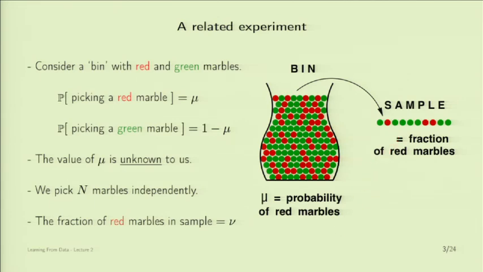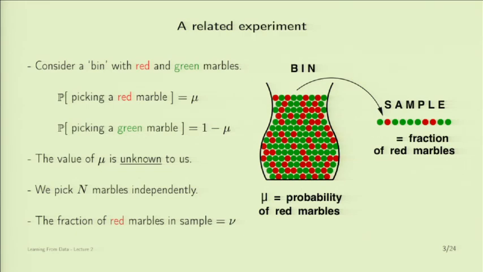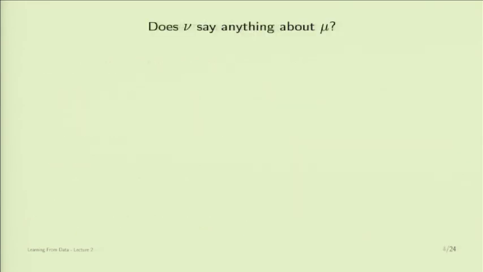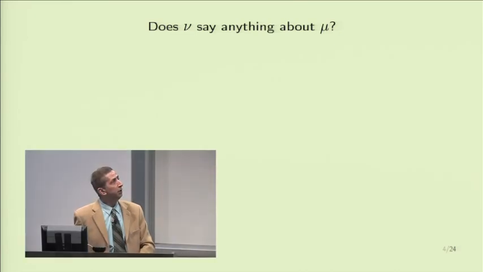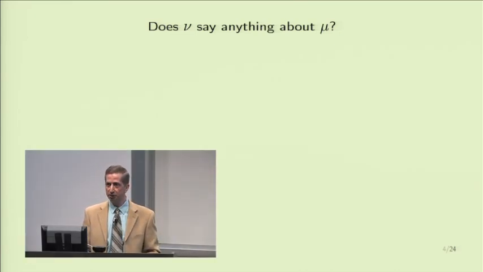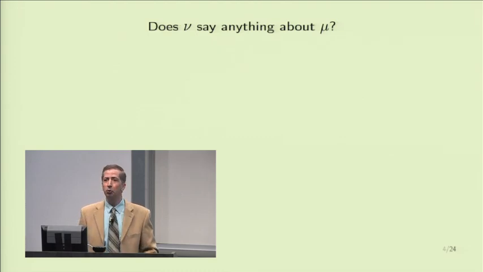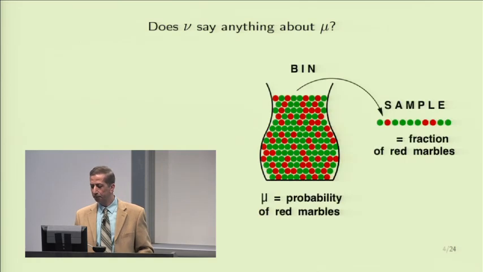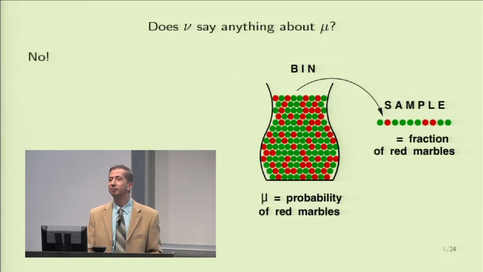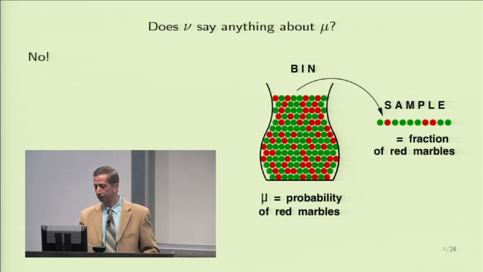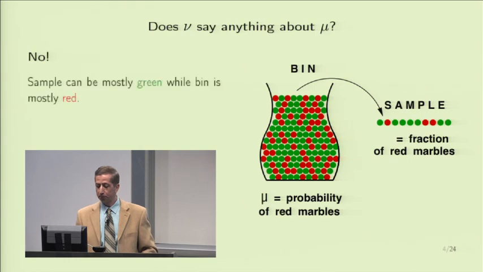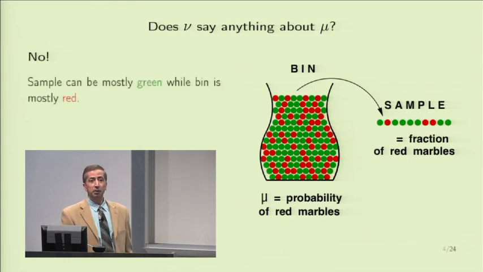Now, this is the bin, so the next step is to ask ourselves the question we asked in machine learning. Does nu, which is the sample frequency, tell us anything about mu, which is the actual frequency in the bin that we are interested in knowing? Okay? The short answer is no. Why? Because the sample can be mostly green, while the bin is mostly red.